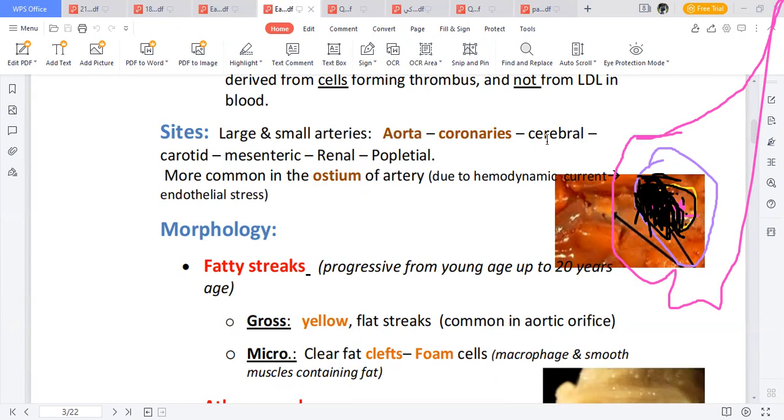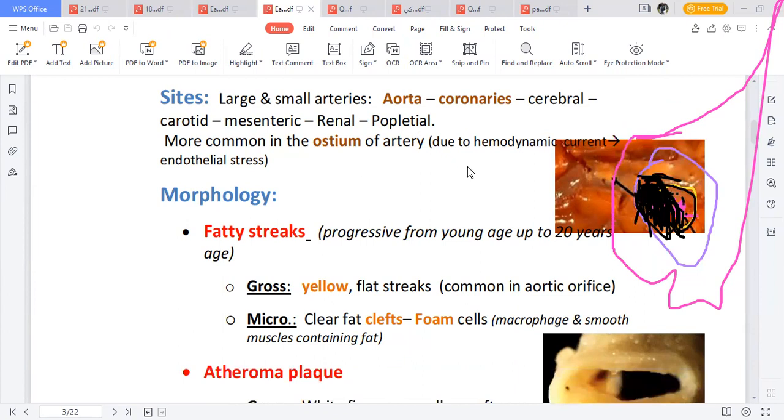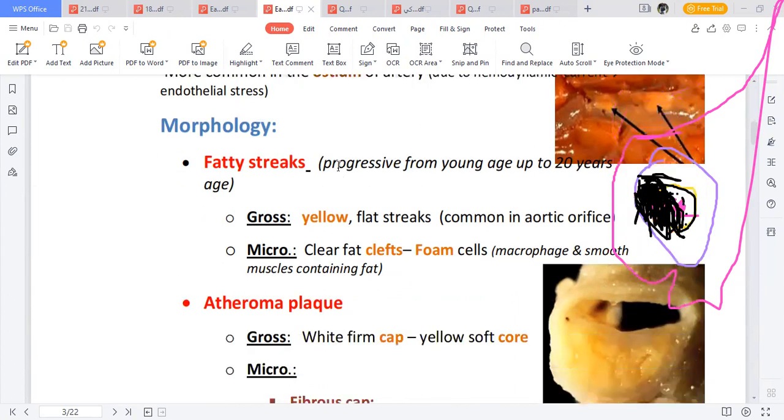If it is the carotid, it leads to a stroke. Mesenteric means you're going to have ischemia to the bowel, the GIT. Renal means the kidneys will die off. The popliteal means that your limb will be affected. Those are the common sites. But they are more common at the ostium of the artery, due to hemodynamic currents in atherosclerosis.